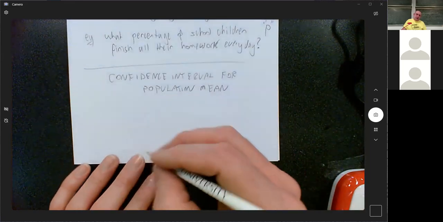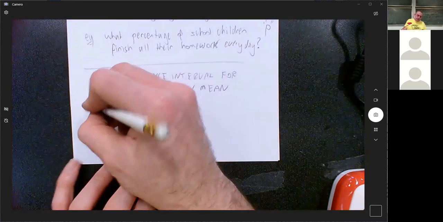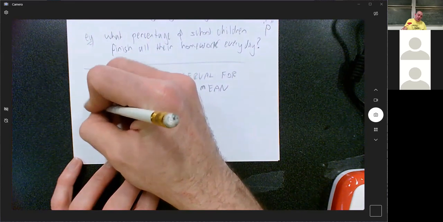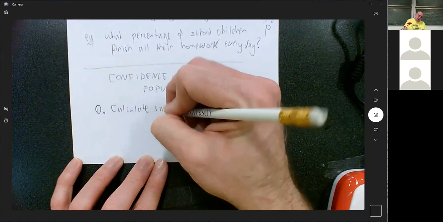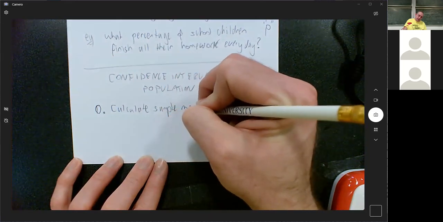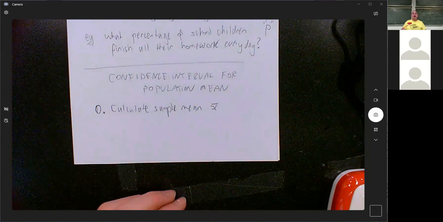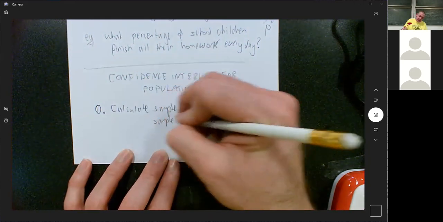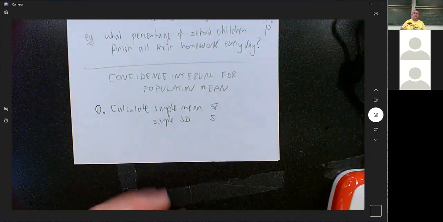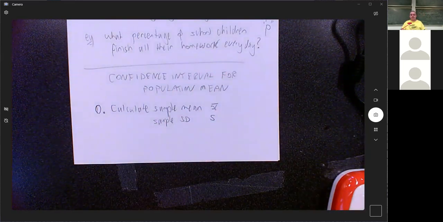Okay, so first you have to calculate. So step 0, before you even got all of the stuff, is calculate the sample mean, which is usually called x bar, and the sample standard deviation, which is usually called S. And then we have to imagine all of the data that could have happened.